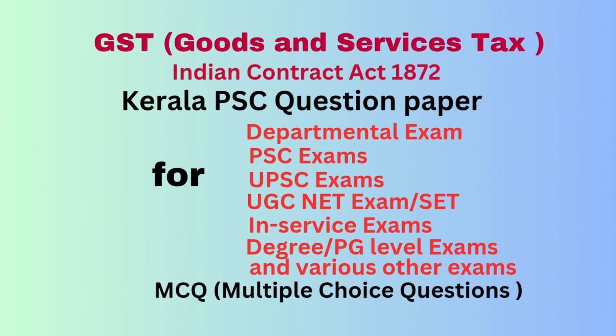Question number 30. Details of outward supplies are provided in form. Answer: GSTR 1. Question number 31. Form GSTR 3 is prepared for submission of dash return. Answer: monthly. Question number 32. As per the Central GST Act, what is the minimum amount to allow refund when taxes are paid in excess? Answer: ₹1,000.